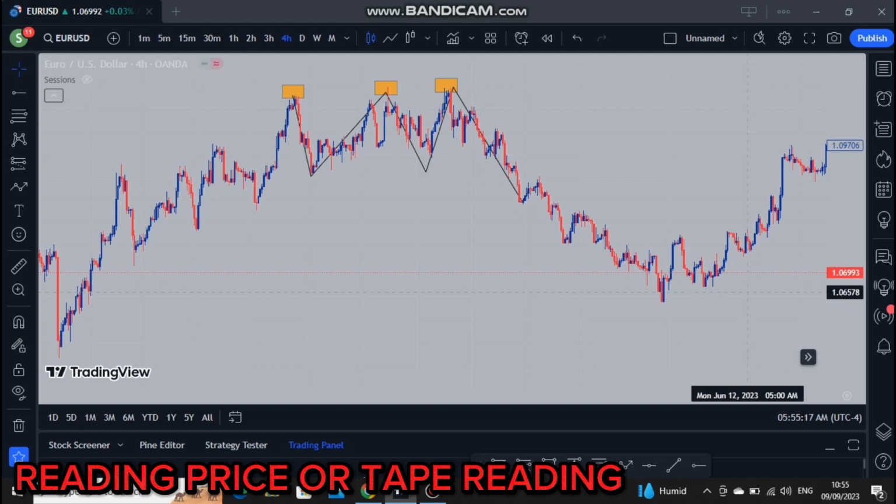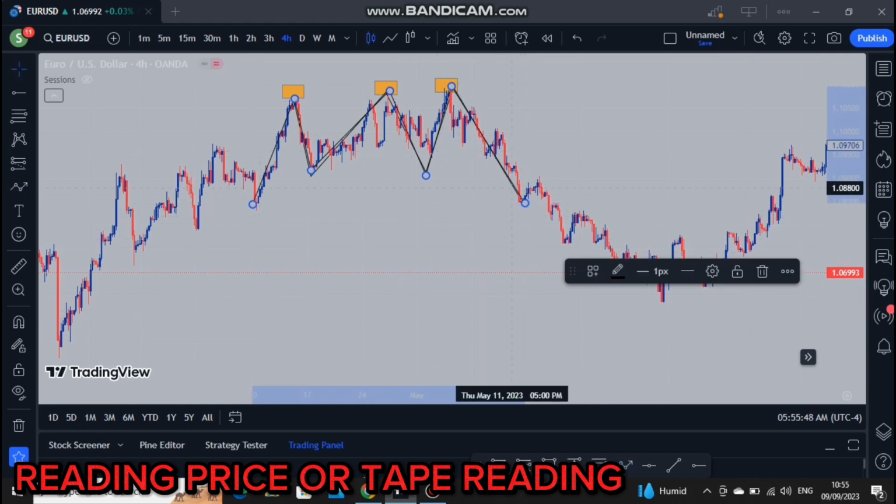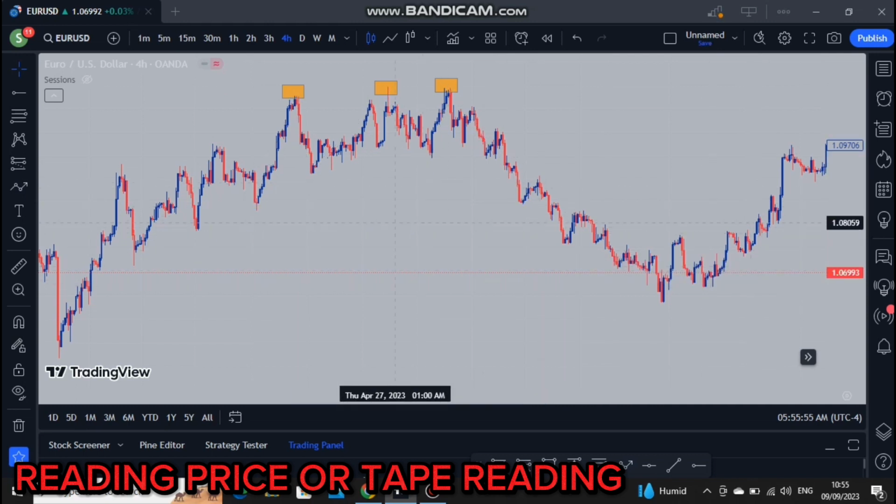When you spot something like this, three rejections like this, first one, second one, then come back again, retrace it back. The third one, know that the third one is going to break this low, and it has a very high chance of breaking these lows, because of what? This is a major trend reversal pattern in the whole world. So most traders make use of this, and once they spot it, they take advantage of it.